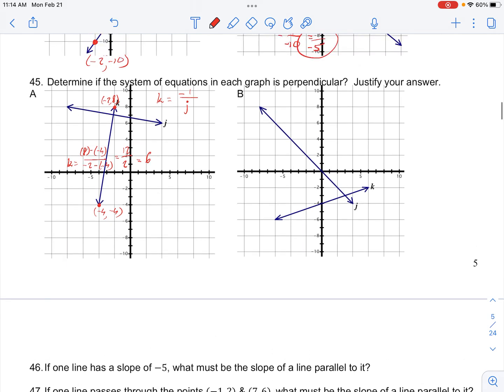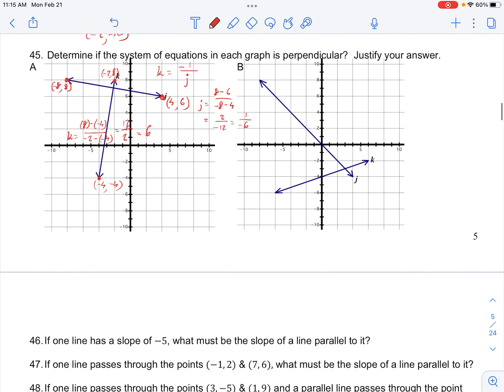Then the slope of j, which is given by these 2 points. This point is at -8, 8. This one's at 4, 6. So the slope of j is equal to 8 minus 6 over -8 minus 4. So this is 2 over -12, which is 1 over -6.